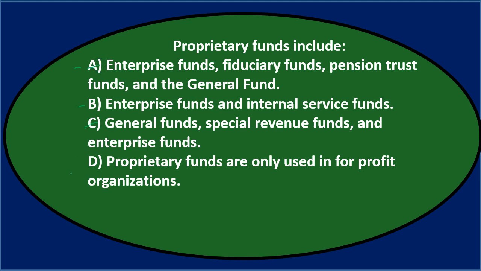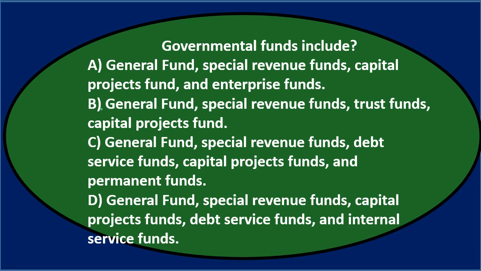And then D says the proprietary funds are only used in a for-profit organization. They're going to be similar in that they act kind of like a more for-profit kind of activity, but no, we do have proprietary funds. And the one's going to be the enterprise funds. So final answer, B, enterprise funds and internal service funds. Those are the 2 kinds of proprietary funds. Enterprise, if we have external people as the customers, like citizens, and internal service funds, if the people, the customers, the people paying are somehow within the government.